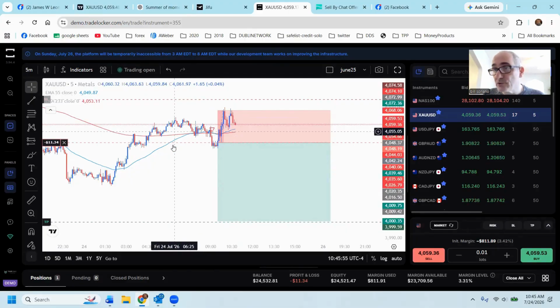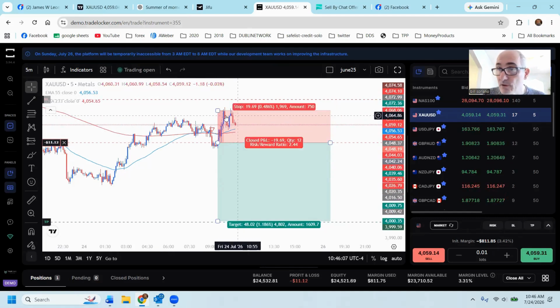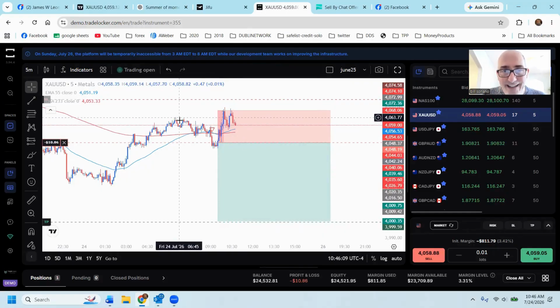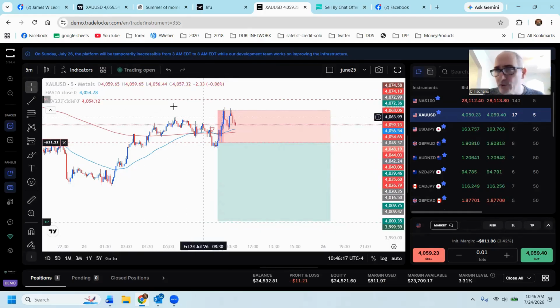So if you are short on gold like me, you would have had your stop loss right above here like I did. And if you were still long on gold, you would have buy orders, what are called buy stop orders, executing above these highs here to try to take this further up. Okay. And so there's all this liquidity here.